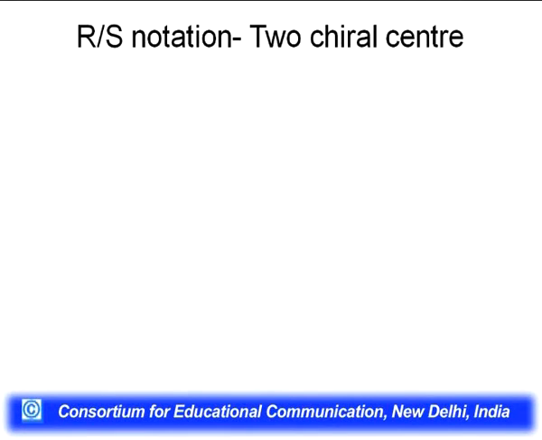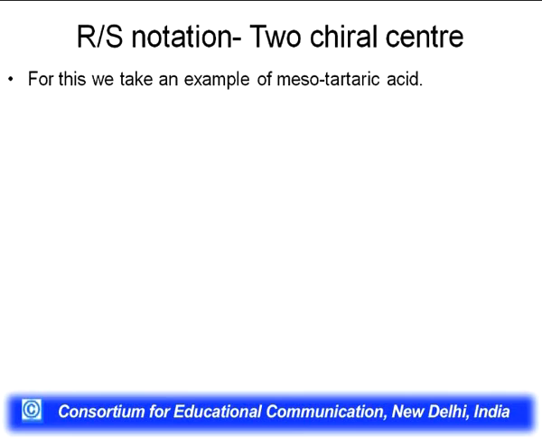Coming to a difficult part of the system, which is a 2 chiral center system. For this we take an example of meso-tartaric acid. Meso-tartaric acid was the one which was having the plane of symmetry. In the previous lecture we did, it was having a plane of symmetry. So there are 2 chiral carbons, the C2 and the C3 chiral carbons.